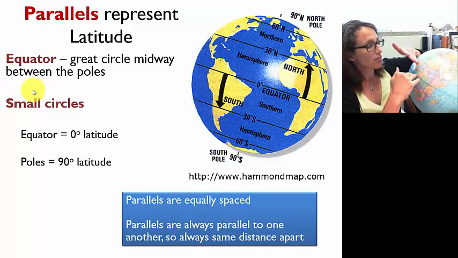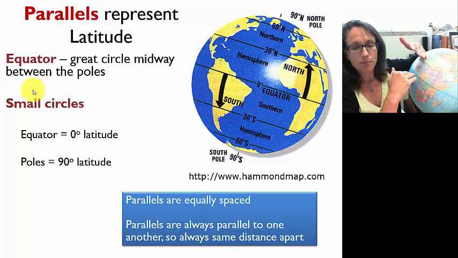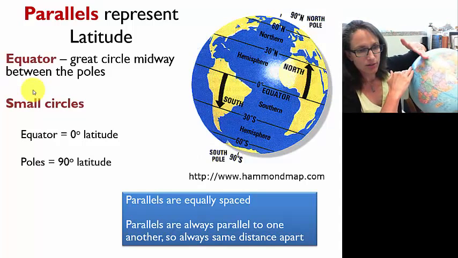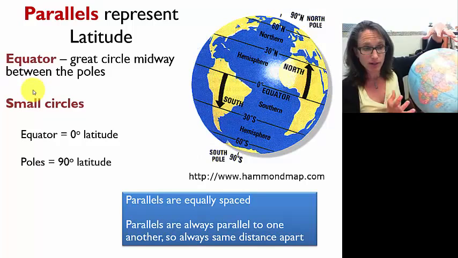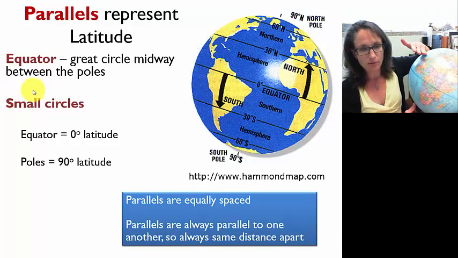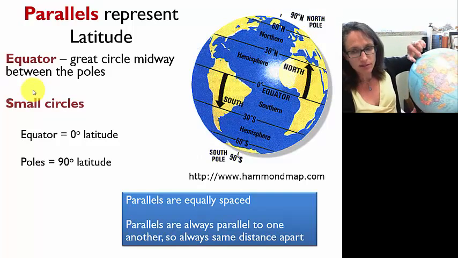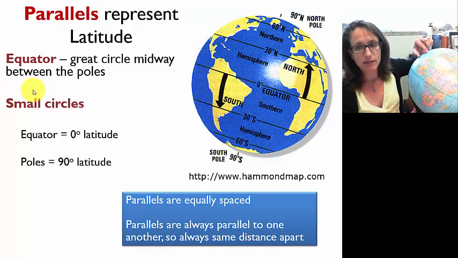So our other parallels are what are called small circles, because if you slice through the globe there, you get two unequal parts, a bigger part and a smaller part. So small circles don't cut the globe in half. Parallels are always equally spaced, they're always parallel to one another, and they're always the same distance apart.